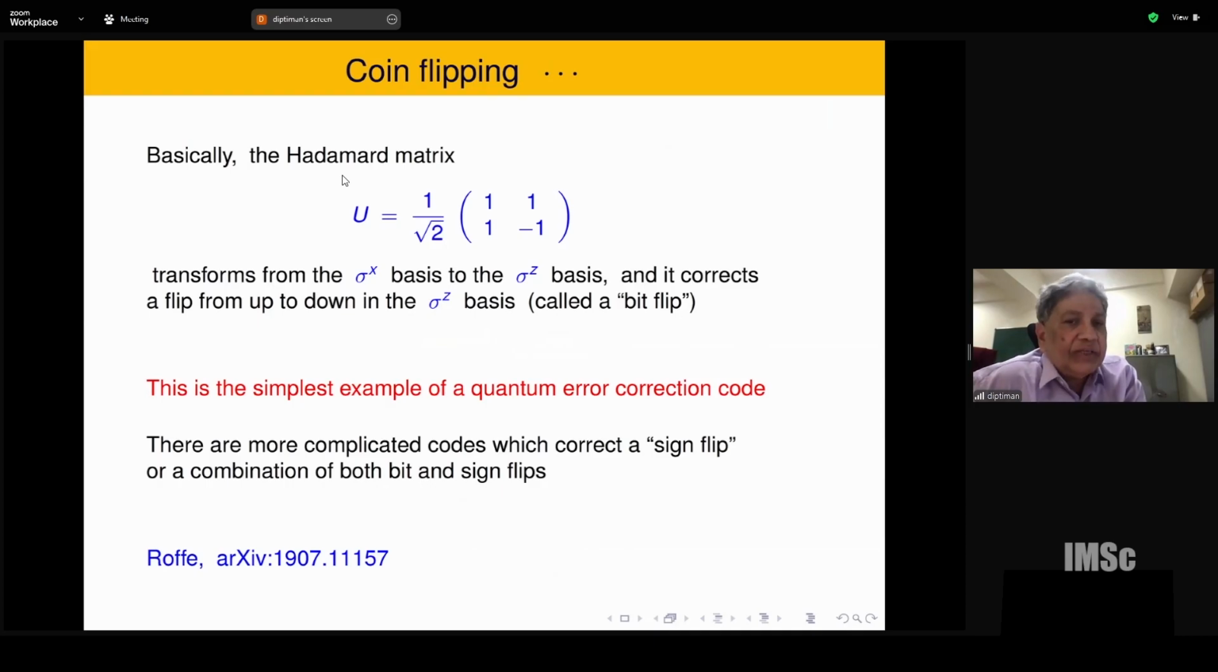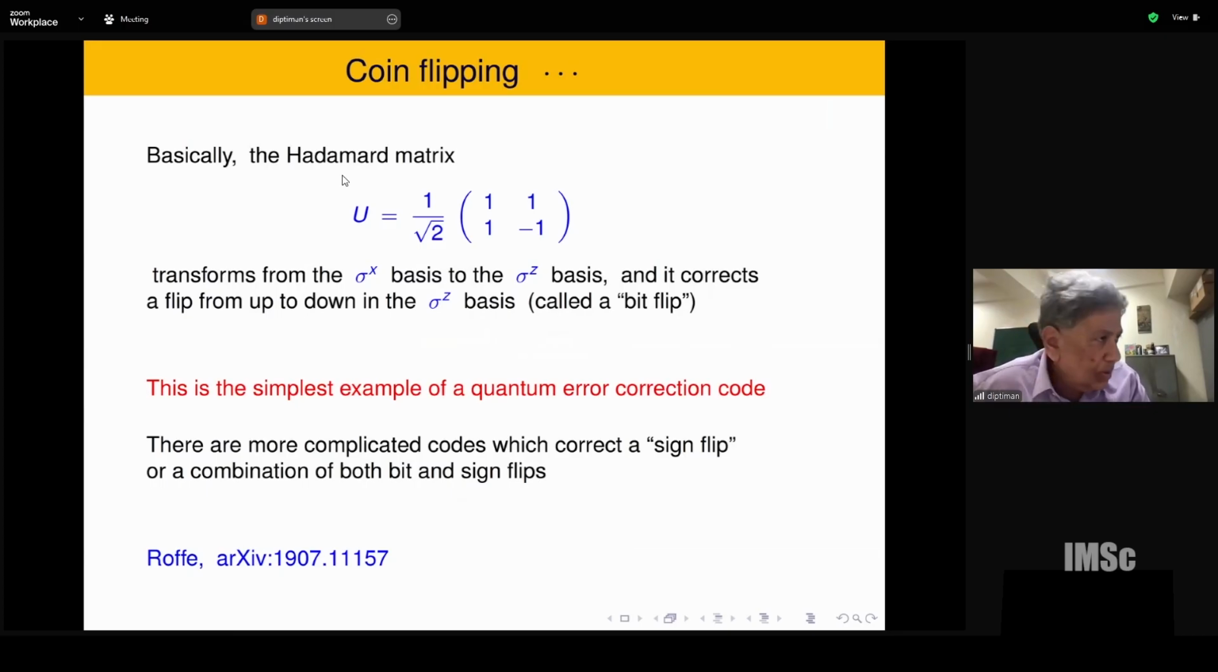But by acting first on the signal before you send it with U, and then after you have received it at the other end, you act on it with U dagger. By doing this, you can correct for any arbitrary flips that happened in the middle. So this is actually the simplest example of an error correction code. There are more complicated codes which correct sign flips.